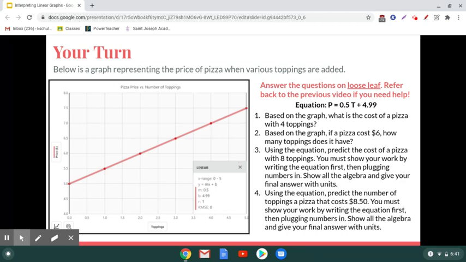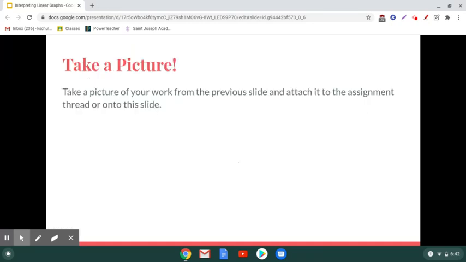For 1 and 2, you don't really need to show your work. Just make sure you give me a number with units. 3 and 4, though, you're going to have to use the equation, and you're going to have to show all your work in units, just like we did in this video. Once you have that, you have to take a picture of your work. You can either attach it to this slide or attach it to the assignment thread.